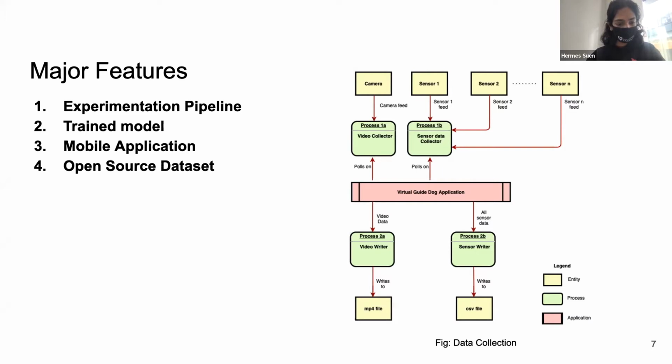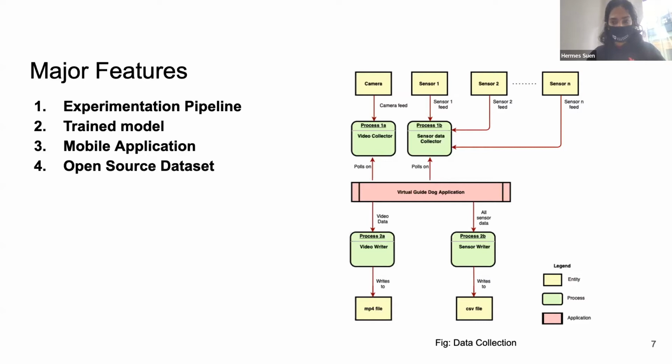First, we have an experimentation pipeline. This is in order to build models and validate various hypotheses that we have for this project. Second, we have a trained model. This is the ideal best performing model that we hope to obtain during this Capstone project that will be deployed on the app, which is our third major feature, to make predictions and guide the visually impaired. And finally, we have a collected annotated data set, which will be open sourced in order to help researchers and enable more adoption for further research in this area.